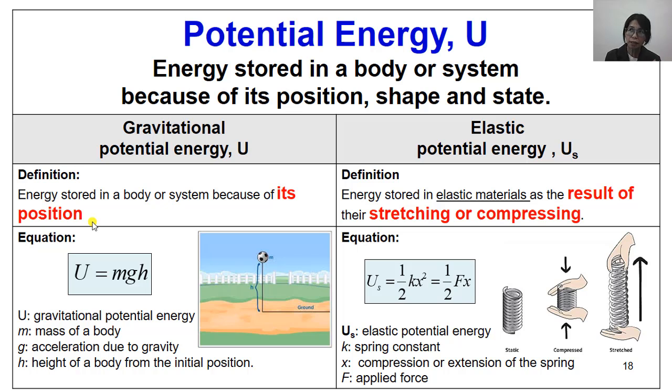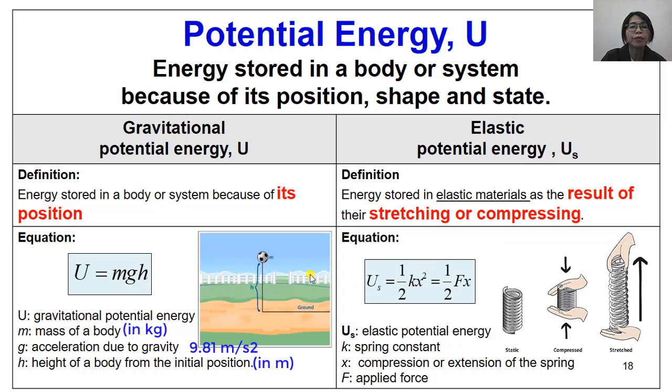The position here normally refers to the height. So when we raise an object to a certain height, then the object will gain gravitational potential energy. So this is the equation we use to calculate the gravitational potential energy. We have U equal to mgh.